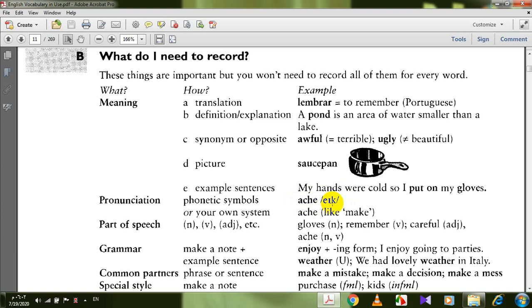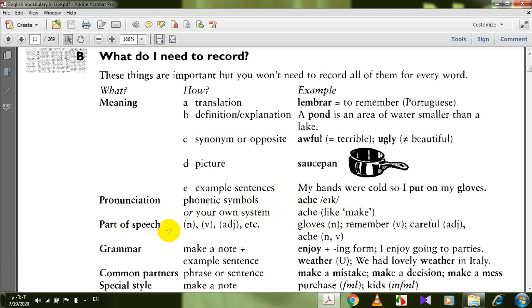It is, as the symbol says, "ache". Why? Because between the two slashes, you see this symbol like the English E, and the second one like I. These together, the first two symbols between the two slashes, are pronounced like "a". So this word sounds like "ache". So phonetic symbols are very important for you as a new learner. Ache, like make. You can write a word which sounds the same, so ache like make.